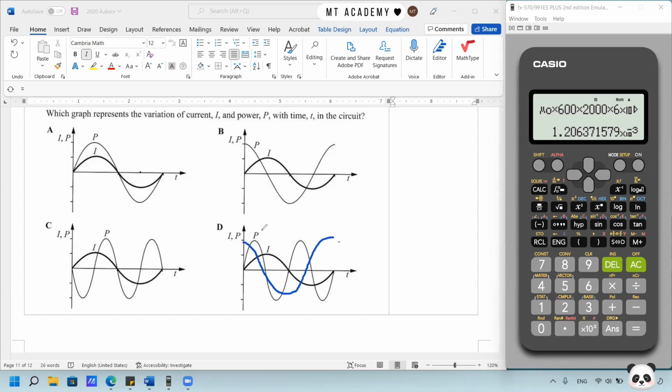You can see that in the first section, both voltage and current have positive values. So the power is positive. And then for the next section, we can see that I is positive and voltage is negative. So power is a negative value. And remember that the power across the inductor or the capacitor has double the frequency of the voltage and the current. So the answer is D if you can remember the graph.